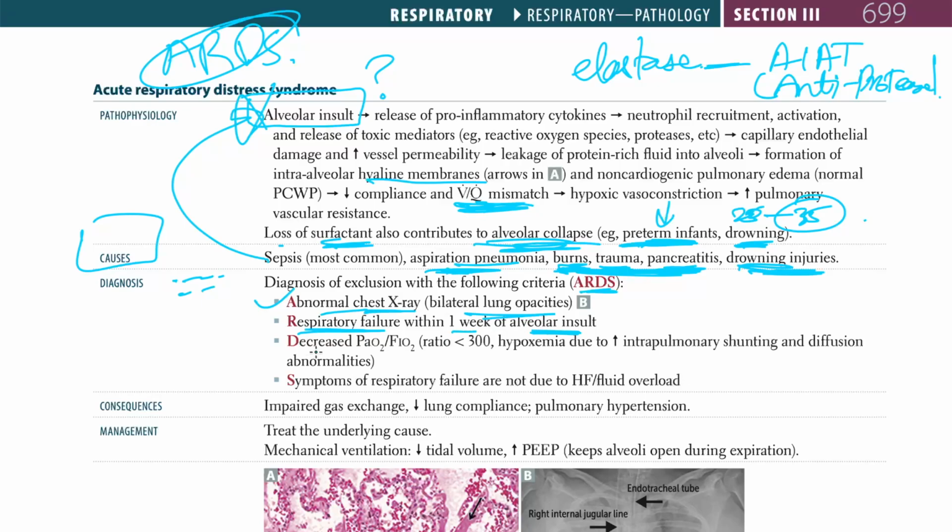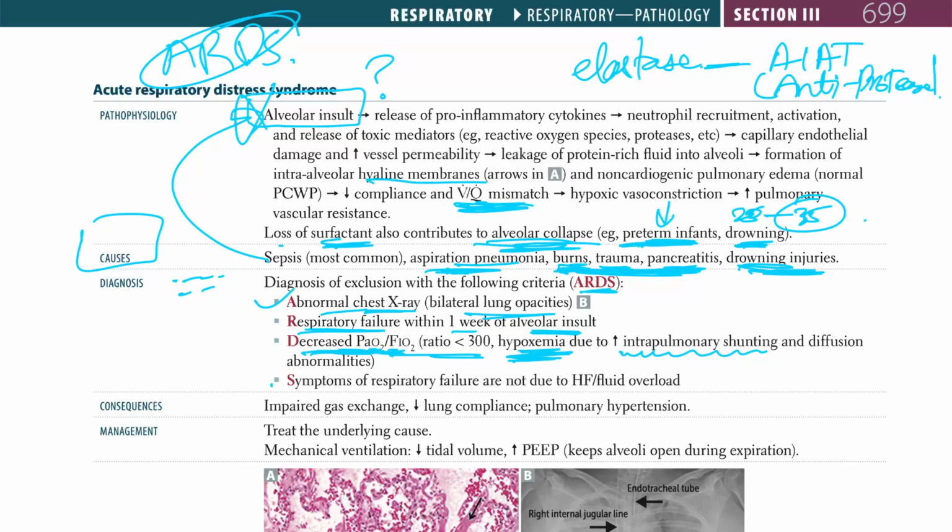Third thing, you have a decreased partial pressure of oxygen in the artery, right? So the partial pressure of oxygen in the artery and the FiO2 in the inhaled air, it is decreased. So the ratio is less than 300. Hypoxemia will develop due to increase in intrapulmonary shunting and diffusion abnormalities. So one thing here is decreased PaO2 to FiO2 ratio, which is less than 300, and hypoxemia.